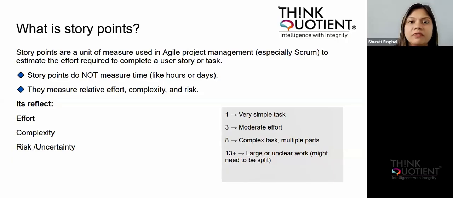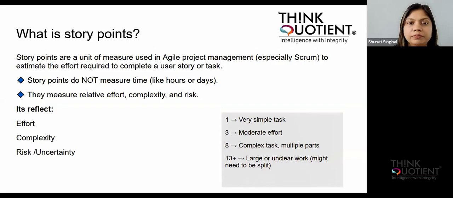For example, if it is a very simple task, we'll give a story point of 1. A moderate one, we will give a 3. And if it is a very complex task, then we can give an 8. Otherwise, if it is very large or unclear work, we can give 13 plus. The way we give story points may vary from company to company. But generally, it is given in the form of a Fibonacci series, as you can see over here.